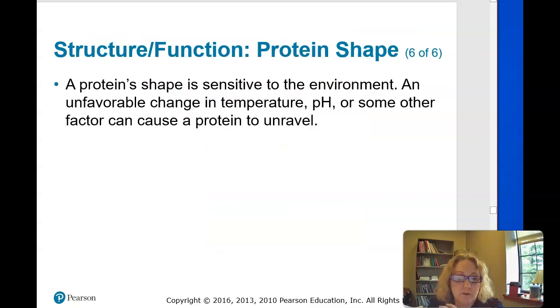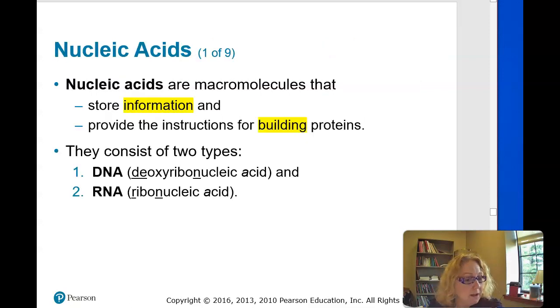A protein shape is sensitive to the environment. An unfavorable change in temperature, pH, or other factors can cause protein damage. So when you have a high fever, especially above 103, your proteins start to denature. They start to unravel, and it can cause permanent brain damage because the temperature change is so high.